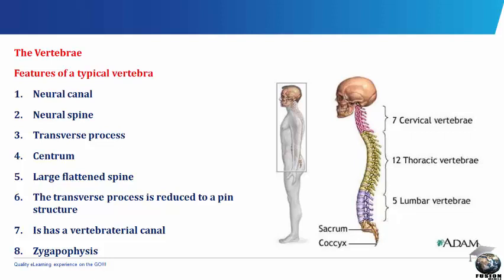5. Large flattened spine. It has a large flattened neural spine. 6. The transverse process is reduced to a pin structure. 7. It has a vertebraterial canal. 8. Zygapophysis. These are articular surfaces for the articulation of successive vertebrae. They are grouped into two parts. The prezygapophysis facing inwards and upwards, and postzygapophysis facing outward and downward.